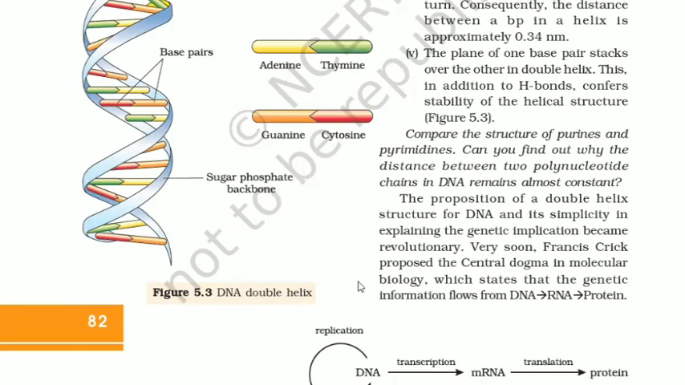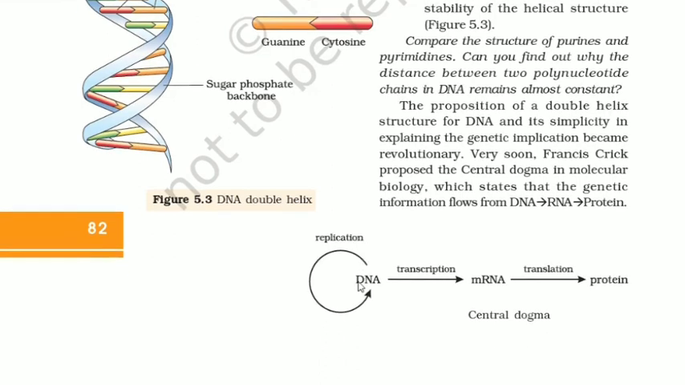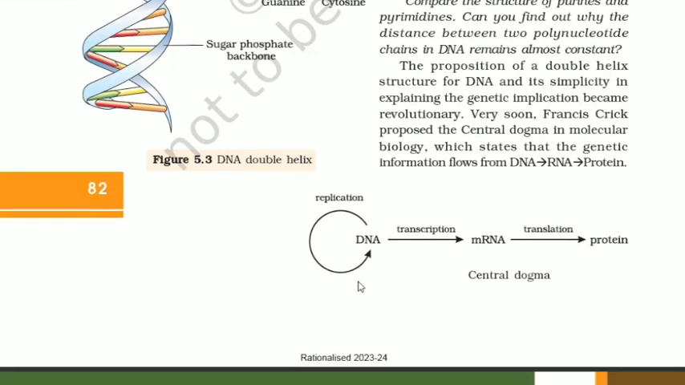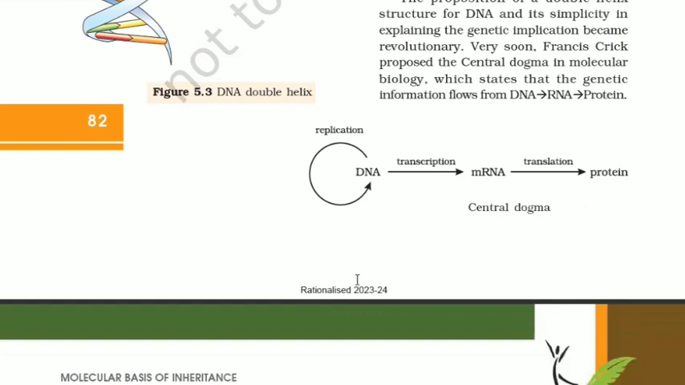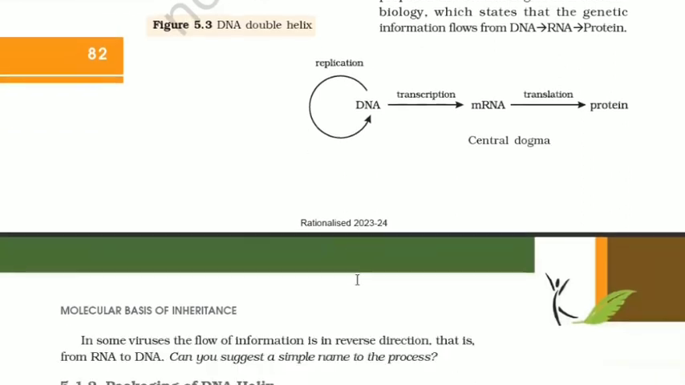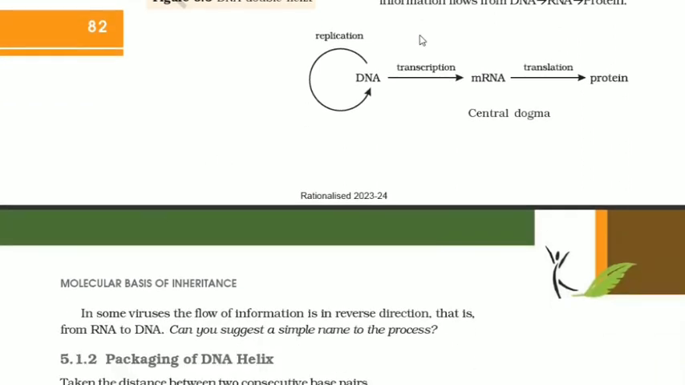The plane of one base pair stacks over the other in the double helix. This, in addition to H bonds, confers stability to the helical structure. The proposition of a double helix structure for DNA and its simplicity in explaining the genetic implications became revolutionary. Very soon, Francis Crick proposed a central dogma in molecular biology, which states that genetic information flows from DNA to RNA to protein. Here is the central dogma shown.